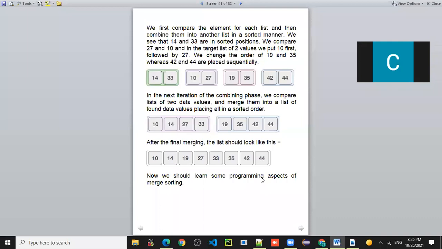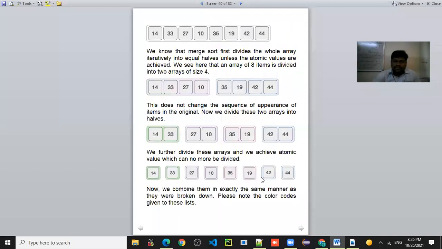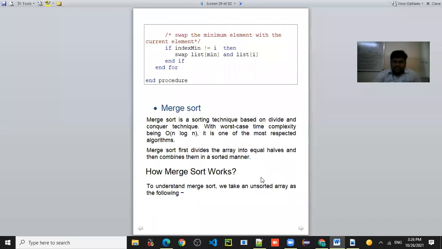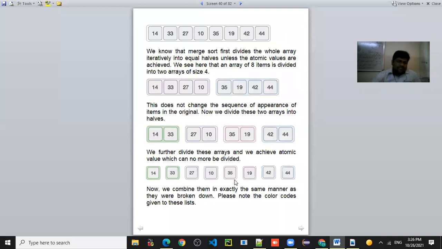If there are 9 elements, then how will they be divided? If there are 9 elements, you can consider either 4 elements in the first part or 5 elements.